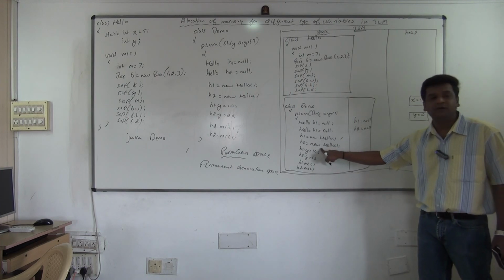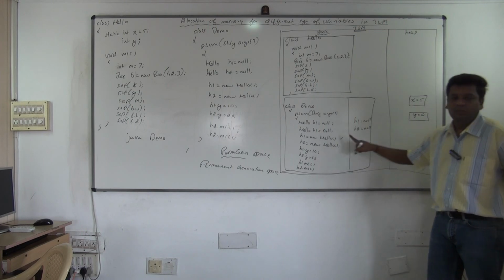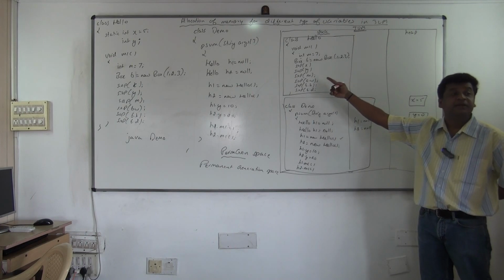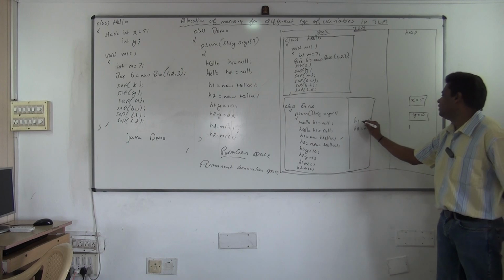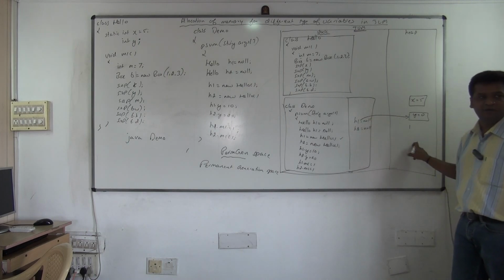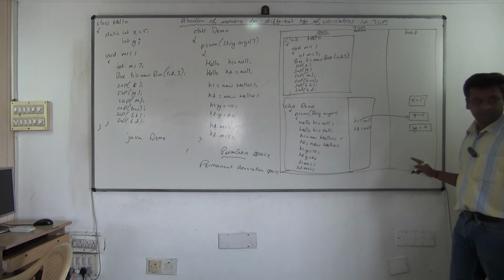Next we are telling h2 is equal to new Hello. Now what will happen? The Hello class has already been loaded. Only the instance has to be created. So it will create the instance. So this is one h1 now. Earlier h1 was referring to null, but now h1 is referring to the object. Similarly, one more y memory is allocated.